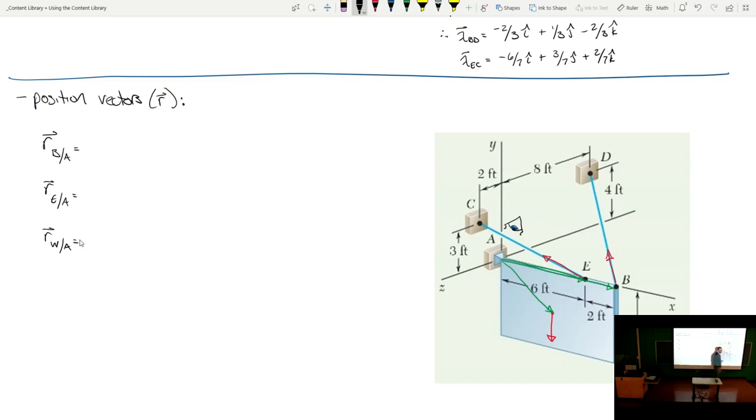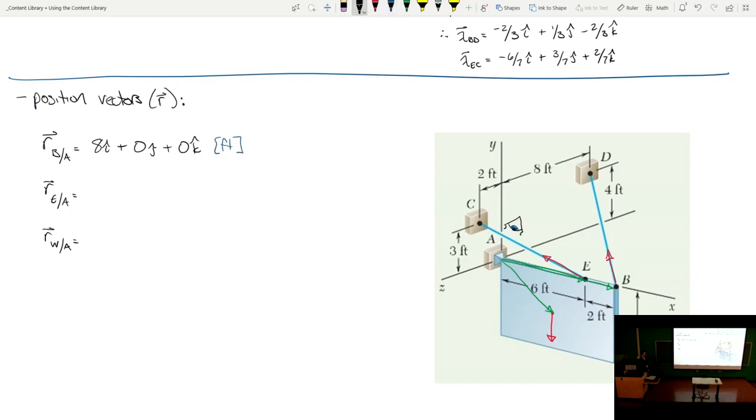Let's start off with the first one. The beauty of this problem is that these are pretty easy to figure out. What is the vector from here to here? If I were to describe that in IJK notation, how would I do that? It's a really simple one. 8i, that's it, right? 8i. So 8i plus 0j plus 0k. And that is in feet.